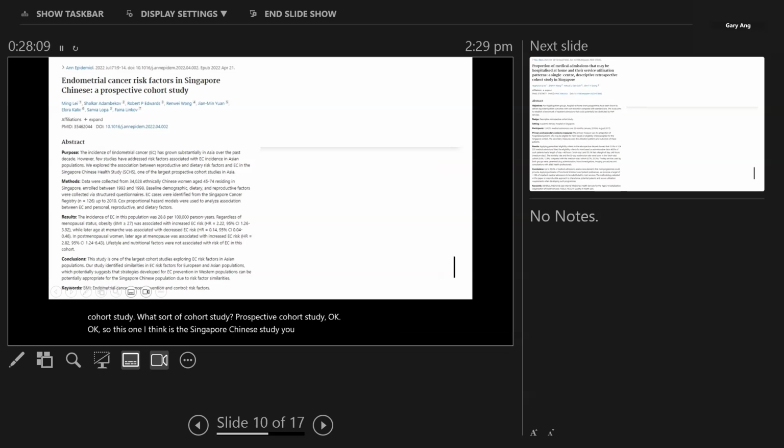So this one I think is the Singapore Chinese study. You see, it's collected from 1993 to 1998. This study is in 2022. So after 20, 30 years, they can redo the study, look at the outcomes and compare with the data they received at the start. How else do you know it's a cohort study? You see that the data was collected in 1993 and 1998. These are all baseline. And then the new cases of endometrial cancer were identified in 2010. So there are 2 time points: one was the baseline, one was 2010, which is the outcome. So that's why it's called a cohort study.